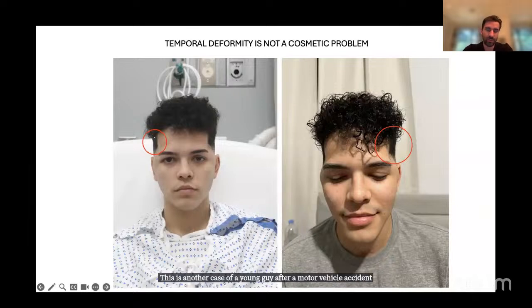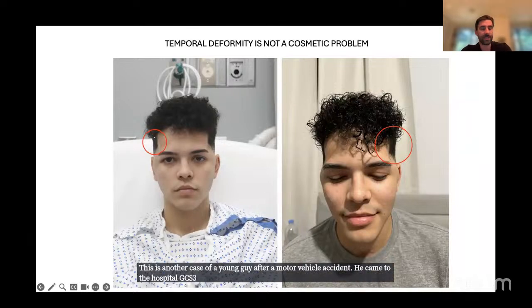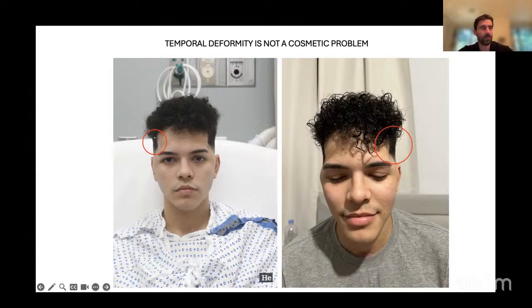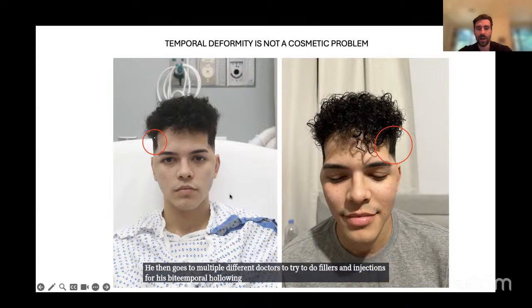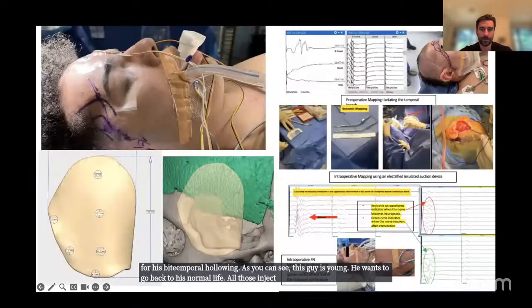This is another case of a young guy after a motor vehicle accident. He came to the hospital GCS 3, had a bifrontal craniectomy and then cranioplasty, and he recovered amazingly well. He had an amazing recovery at an outside hospital. He then goes to multiple different doctors to try to do fillers and injections for this bitemporal hollowing. As you can see, this guy is young. He wants to go back to his normal life. All those injections didn't work.